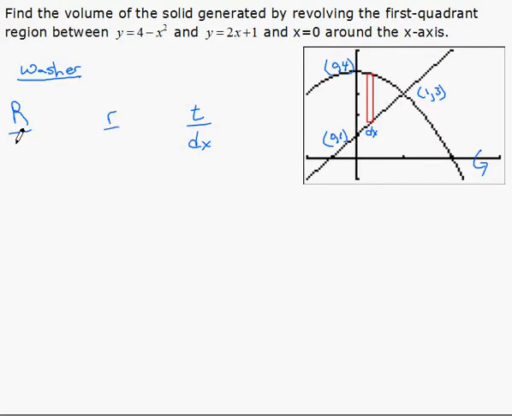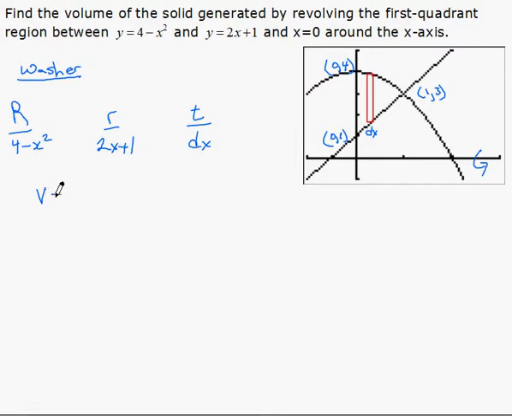The outside radius is the distance from the axis to the outside part. So in this case, that's the parabola, which is 4 minus x squared. And the inside radius is the distance from the axis to the bottom of our rectangle, which in this case is the line, or 2x plus 1.